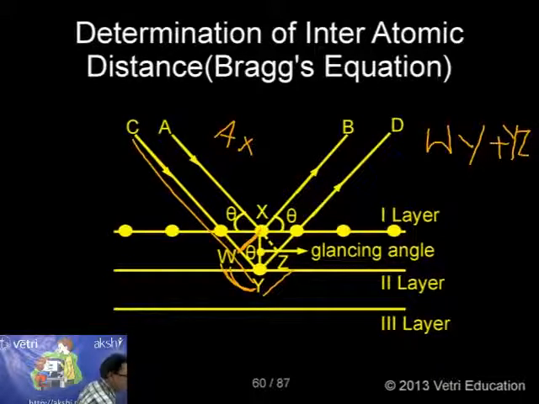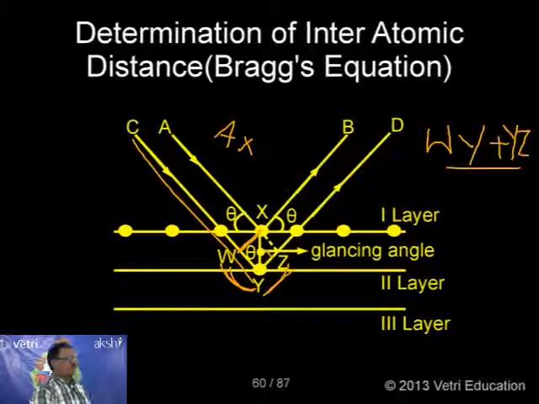This WY, this YZ, is the extra path distance covered by the second beam. The first beam goes AX, XB, but the second beam CY, when it comes in, WY is the extra distance it moved. The same way, when it moves over here, YZ is again the extra distance moved. So this difference, WY plus YZ, is the path difference between the first beam and the second beam. According to the Bragg equation, this path difference, WY plus YZ, is equal to an integral multiple of the wavelength, that is n lambda. Let me explain, now just see the equation.